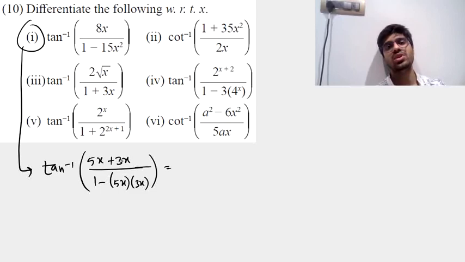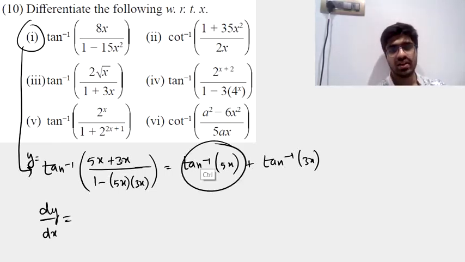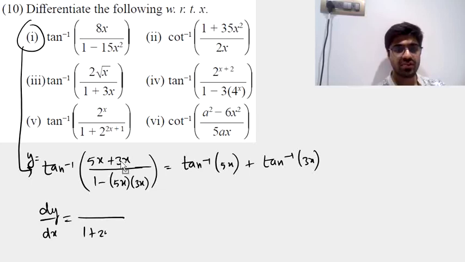So here's the formula which says that tan inverse of a plus b upon 1 minus ab is tan inverse a plus tan inverse b. So this will be tan inverse of 5x plus tan inverse of 3x. And let us say, for suppose that this function is y, then dy by dx can now easily be taken as the derivative of this, that is 1 upon 1 plus 25x square into the derivative of 5x, which is 5, plus the derivative of this similarly will be 3 upon 1 plus 9x square.